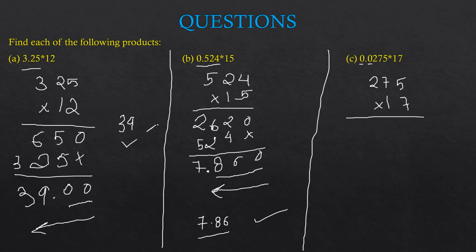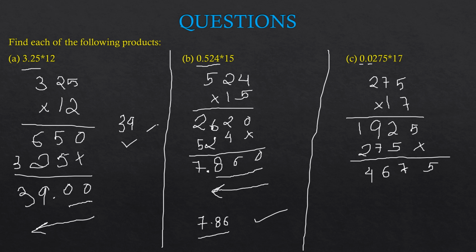Okay, now 7 into 5 gives us 35, carry 3, 7 sevens are 49, 50, 51, 52. Again we are having carry as 5, 7 twos are 14, 15, 16, 17, 18, 19. Okay, then we are having 5 ones are 5, 7 ones are 7, and 2 ones are 2. Okay, so 5 plus 2, 7, 9, 10, 11, 12, 13, 14, 15, 16. Here we will get 16. 2 plus 1, 3 plus 1, 4. Okay, so what we have got here is 4675.